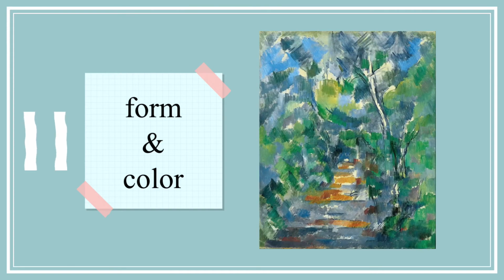Cézanne's still life paintings allowed him to address the technical problems of form and color. He did this by experimenting with tonal variations, or what he called constructive brushstrokes. The constructive brushstrokes helped him create dimensions in his objects.